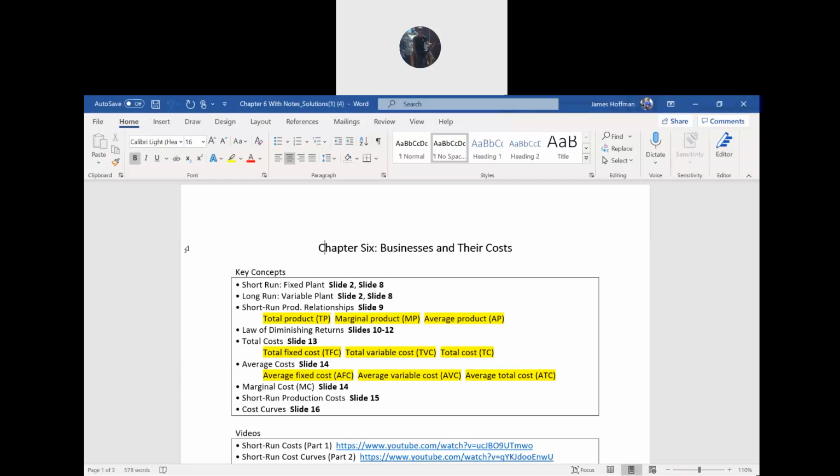So this chapter is just about businesses and their cost of production, so different terms, and what that means for the firm's decisions.